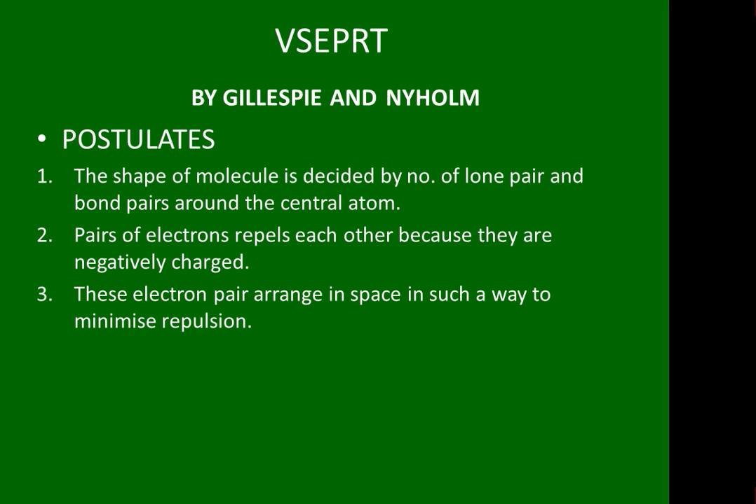Next is the third. These electron pairs arrange in space in such a way as to minimize repulsion. That means इलेक्ट्रॉन पेयर, लोन पेयर एंड बॉन्ड पेयर, उस तरीके से अरेंज होंगे स्पेस के अंदर, एडजस्ट करेंगे इससे रिपल्शन कम से कम फील हो. Next is the fourth one. Multiple bond is treated as a single pair. That means whether it is a double or triple bond, it is considered a single super pair.